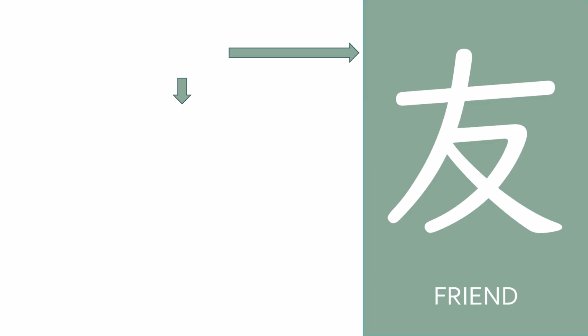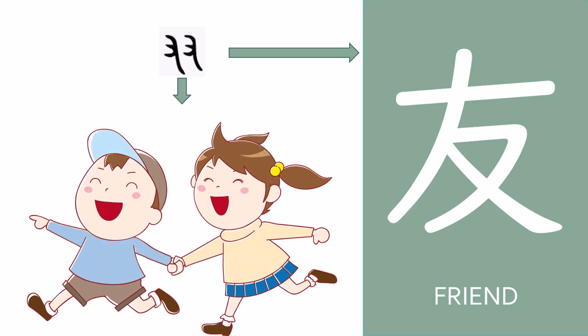The kanji for friend is divided into two parts. Each one of these parts represented a hand. Two hands would then be a sign of helping each other in friendship.